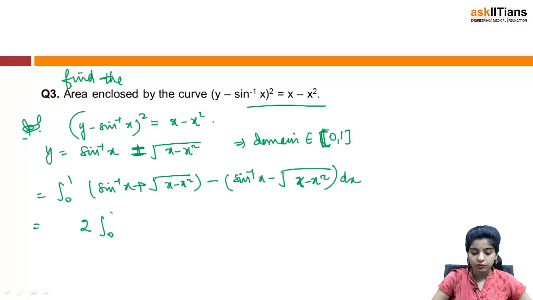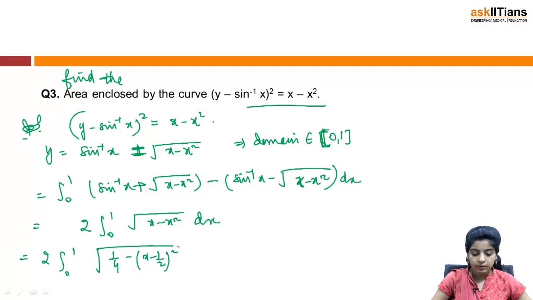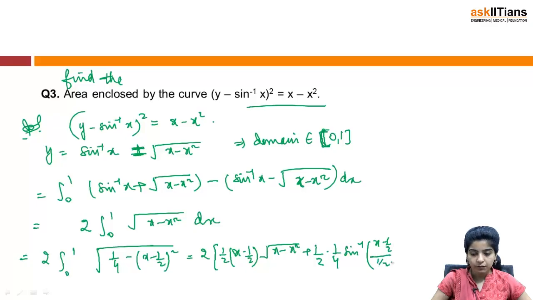This is equal to twice of 0 to 1 under root x minus x square dx, because sine inverse x will get cancelled. So this is equal to twice of 0 to 1 under root 1 by 4 minus x minus half square, and this would be equal to twice of half x minus half under root x minus x square plus half 1 by 4 sine inverse x minus half by half.